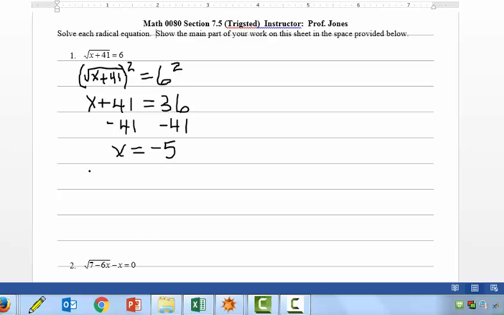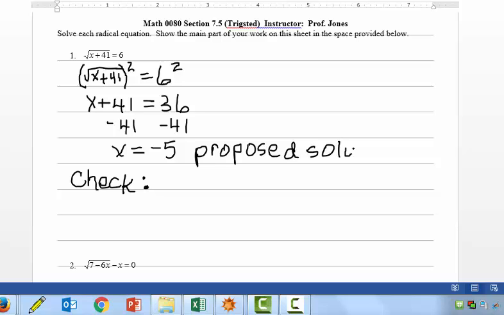Now, whenever I've raised both sides of the equation to an even power, I have to check. The check of my solution is required if I raise both sides to an even power, because some of the solutions that I may get may not solve the actual equation. So right now, this is just a proposed solution, and I won't know if I have the actual solution until I check it.